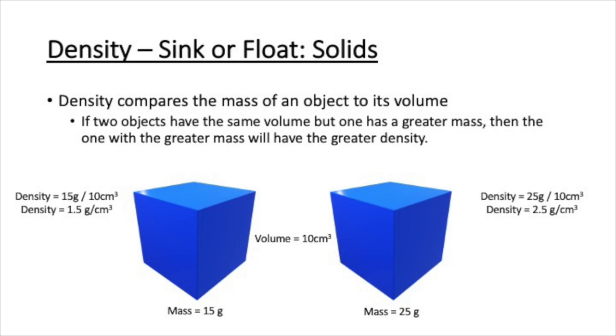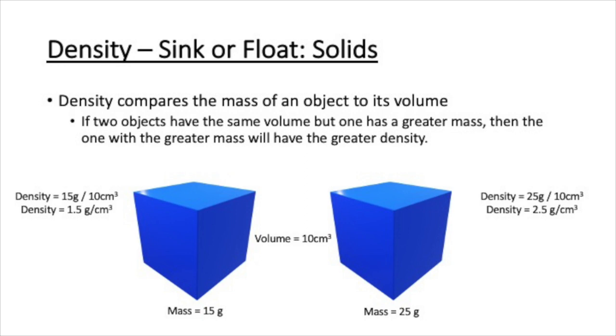So let's go over finding density of an object. So we remember that density is found by doing mass divided by volume. So here we have 2 cubes of the same volume but different masses. So to calculate the density and find out which one has the greater density, we would again do mass divided by volume. And that's why we're able to see that the cube with the greater mass, 25 grams, has a greater density of 2.5 grams per centimeter cubed compared to 1.5 grams per centimeter cubed.